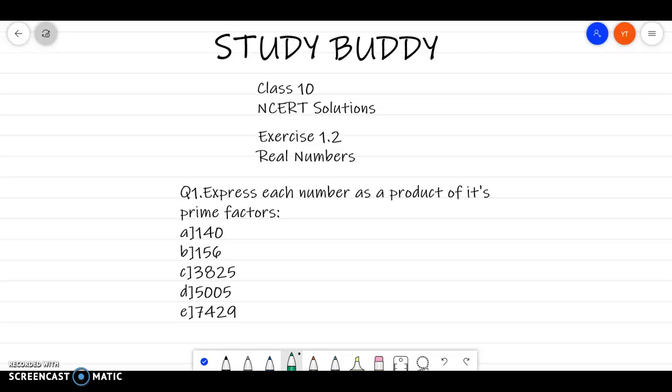In this channel, I'll be uploading all the solutions of CBSE Class 10 Mathematics. So today, we're gonna solve the first problem from exercise 1.2 of Real Numbers chapter. So let's get started.